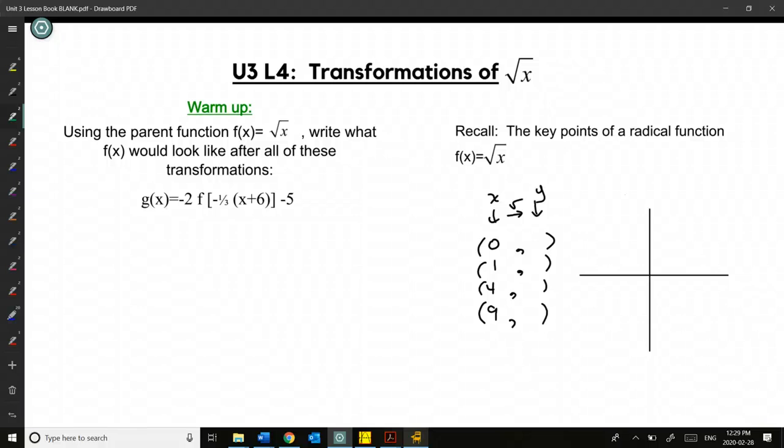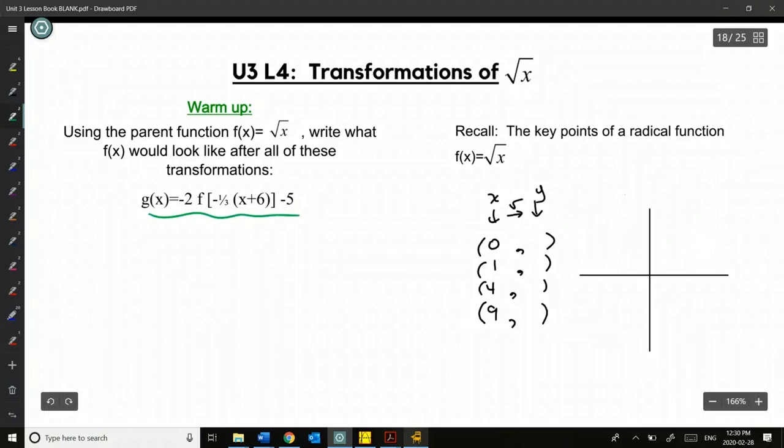So today we are going to use our knowledge of transformations. We're going to apply it to square root functions. Yesterday we practiced the skill of combining the transformation function with the equation of the parent function. So in this case, this is a little bit of an extension just to see what you can do here.